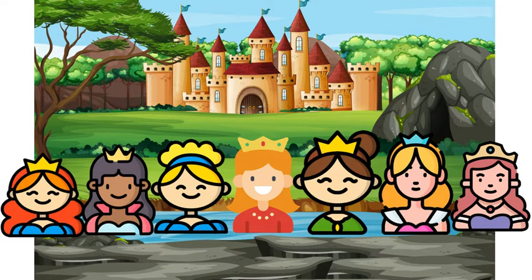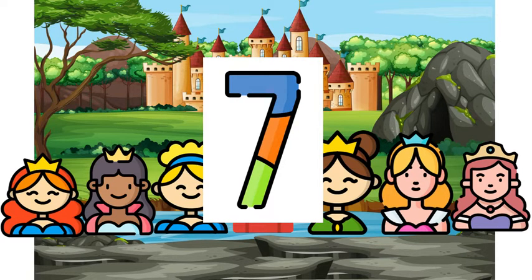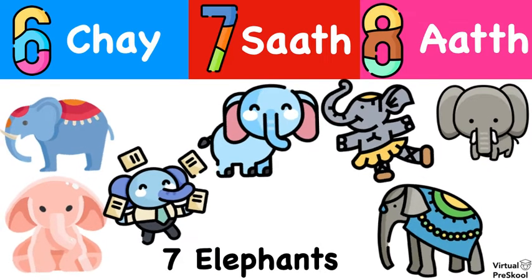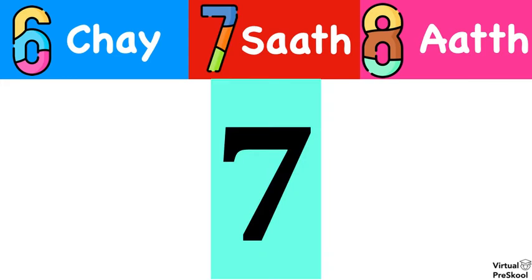There are 7 princesses. And what is 7 in English? 7 is 7. So there are 7 princesses. There are 7 elephants. How do we say 7 in Hindi? Is it 6, 7, or 8? 7 is 7. What is 7 in Hindi again? Is it 6, 7, or 8? 7 is 7.